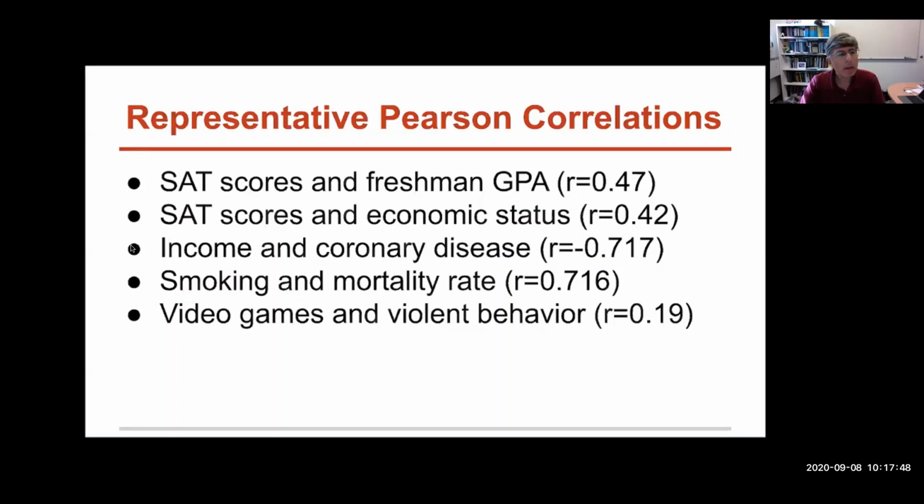What would be the correlation between how much income people have and their incidence of coronary disease, heart disease? The correlation here was minus 0.71. What does it mean when you have a negative correlation? If it was a positive correlation, as income went up, coronary disease would go up. A negative correlation means that when income goes up, coronary disease goes down. Can anyone think of reasons why that might be a negative correlation?